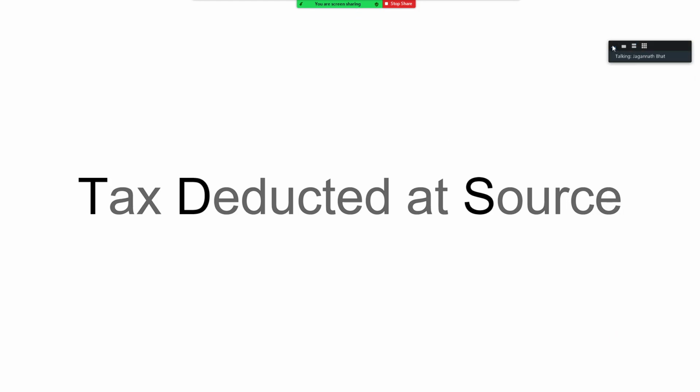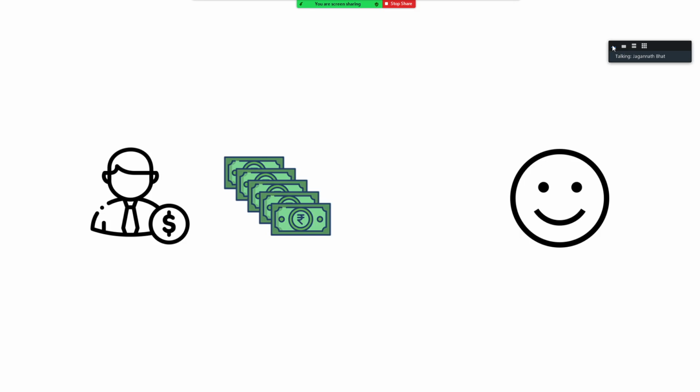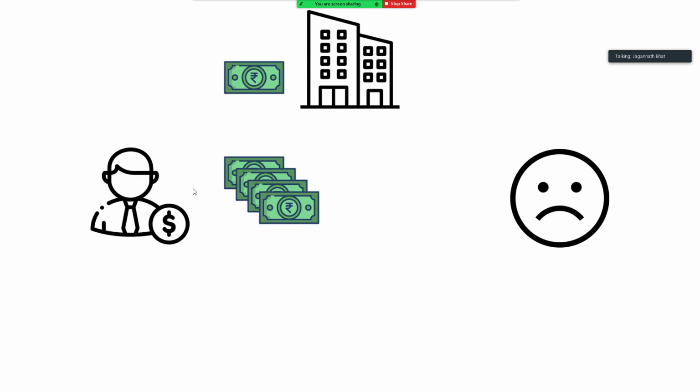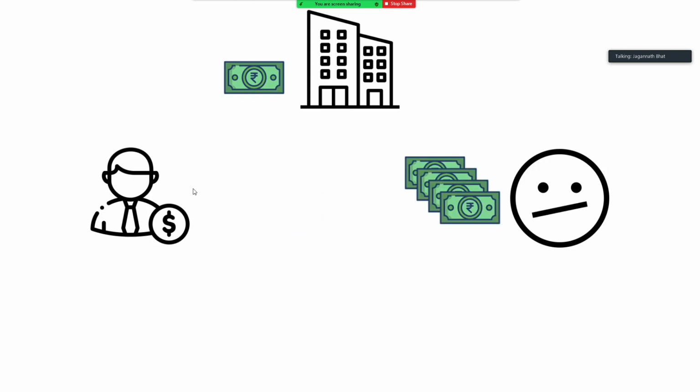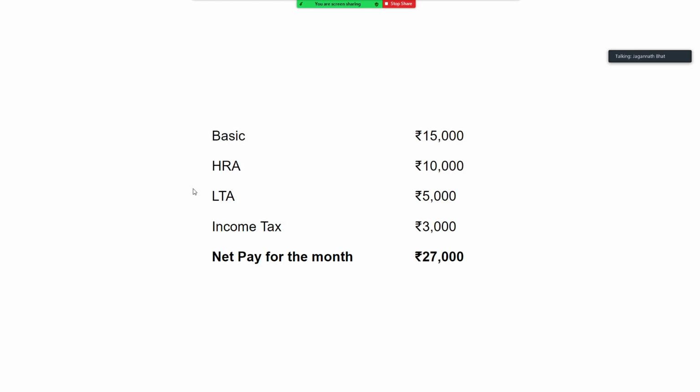TDS, or tax deducted at source, means that tax is deducted from your income at the place where you get the income. For example, when we get a salary, we get it from our payroll department or accountant. Before handing us the salary, they take a part and give it to the tax department, and only after that do we get the remaining amount. Every month this happens.